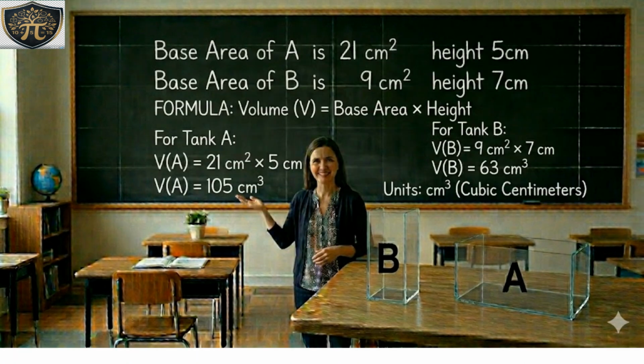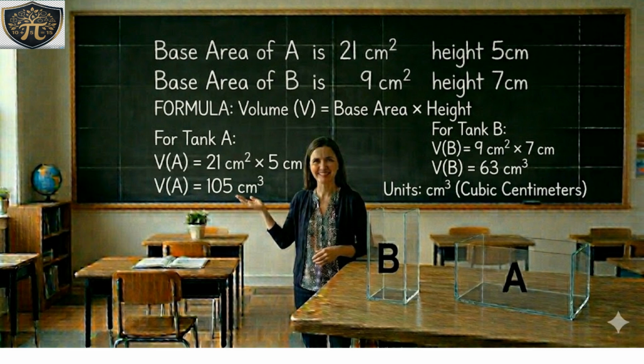For solid A, the volume is 21 square centimeters times 5 centimeters, which is 105 cubic centimeters. For solid B, the volume is 9 square centimeters times 7 centimeters, which is 63 cubic centimeters. Volume units are cubic centimeters. Now, let's look at another example.